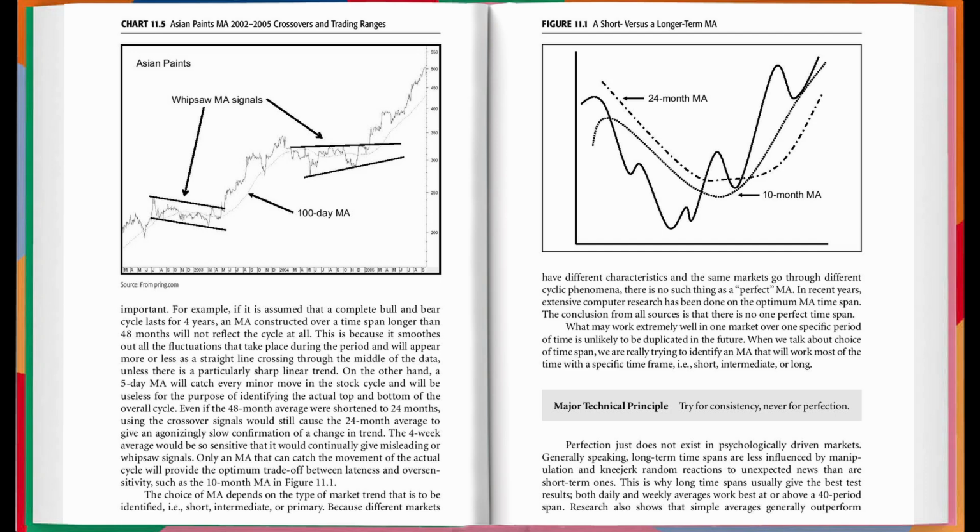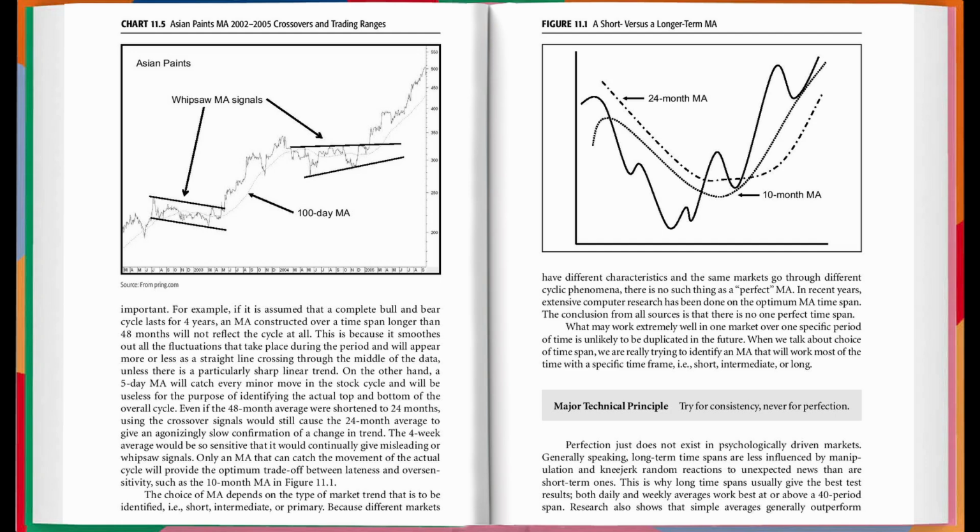What may work extremely well in one market over one specific period of time is unlikely to be duplicated in the future. When we talk about choice of time span, we are really trying to identify an MA that will work most of the time with a specific time frame, i.e., short, intermediate, or long. Perfection just does not exist in psychologically driven markets.